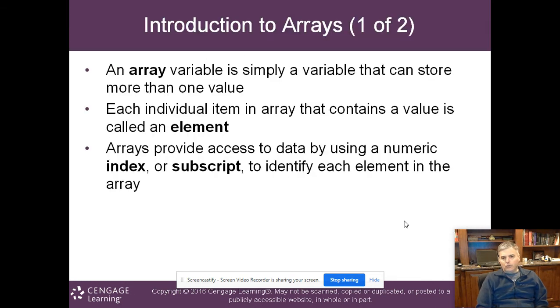So an array, or an array variable, is simply a variable that can store more than one value. Each item in an array that contains a value is called an element. Arrays provide access to data by using a numeric index or subscript to identify each element in the array. So your array is just a variable that holds multiple items. Most of our variables, you declare a string or an integer or a decimal, and you put one value in there. With an array, you're going to define how many elements are in that array, and then you can put multiple values into it rather than just one.